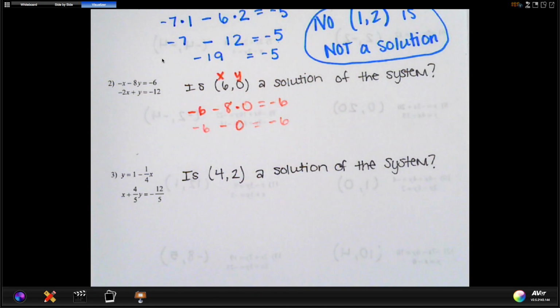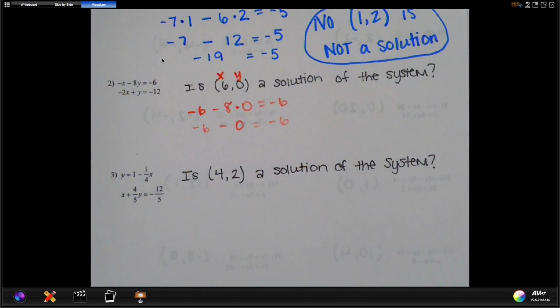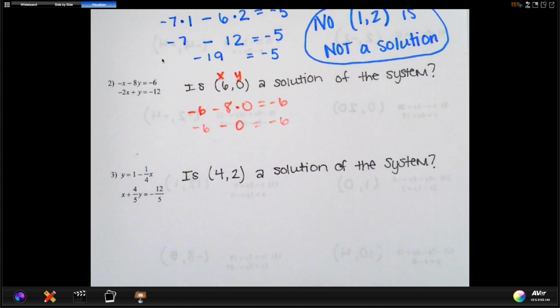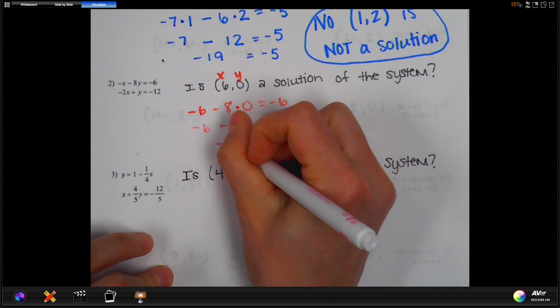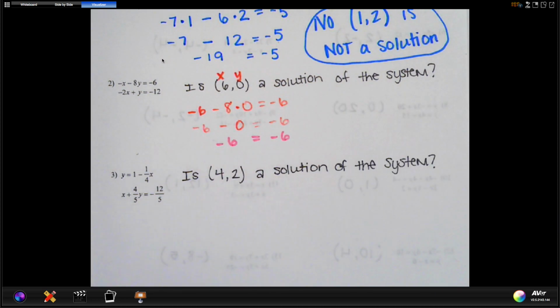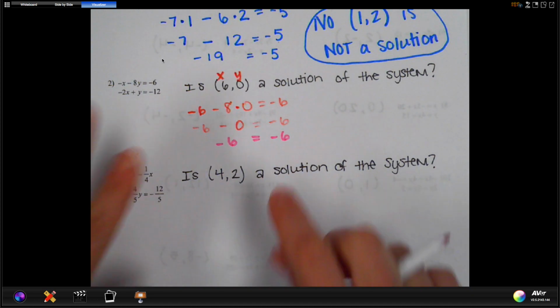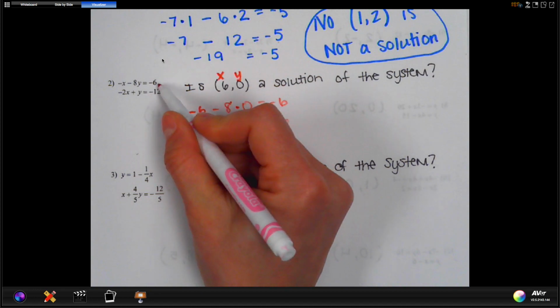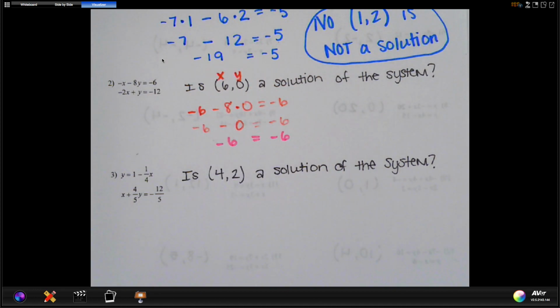My marker's running out, so I will get a new one. Excuse me. Okay, so negative 6 minus 0 is indeed negative 6. And so in the end, we get negative 6 equals negative 6. Okay, great. The top one works. But we also have to check the bottom one. So this one's good. So far, we're a yes. But they have to work in both equations, not just one. So we will try the next one.